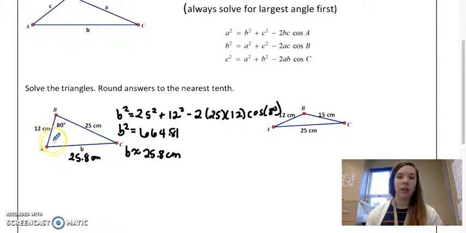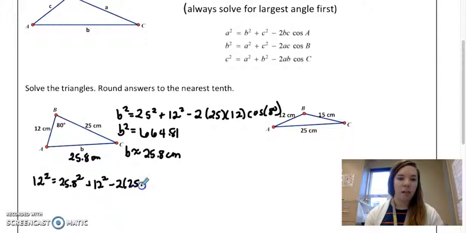Okay, now we have to find the other two angles. So let's say we want to find angle A. I'm going to use this top formula because it has angle A included in it. So this one says a squared, which is 12. So 12 squared equals b squared, so 25.8 squared, plus c squared, which is 12 squared, minus 2 times 25.8 times 12 cosine of A. Okay, now we're trying to solve for this big A.